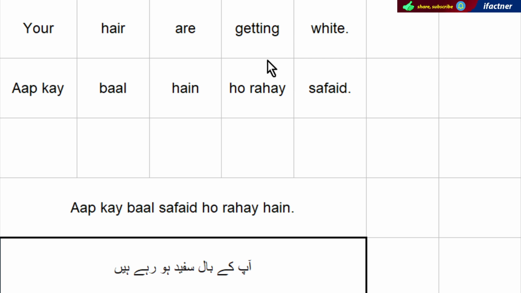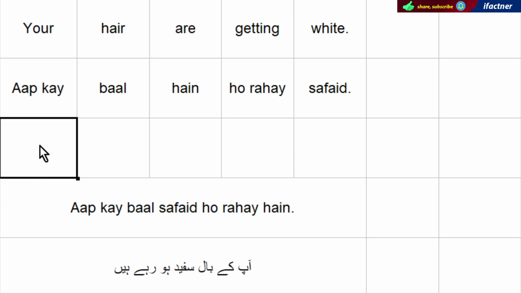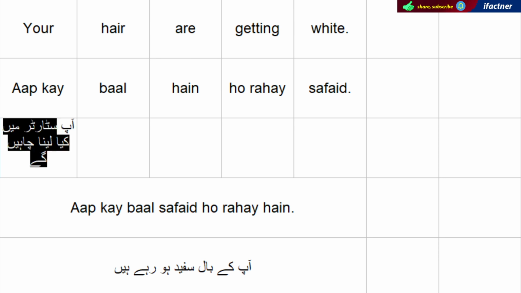Your hair are getting white. A barber may say your hair are getting gray, your hair are getting white, which is आपके बाल सफ़ेद हो रहे हैं. Let's translate your as आपके, and we can type आपके as alif, mada and pe. आप. K is another word which can be written as kaf badiye ke.